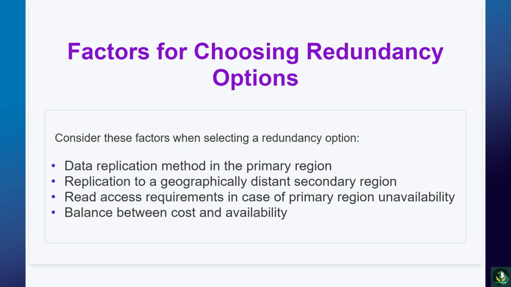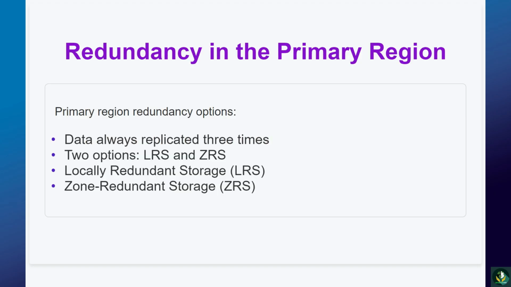Lastly, don't forget to consider the trade-off between cost and availability. Higher redundancy levels generally come with increased costs. It's essential to strike the right balance based on your specific business requirements and budget constraints. By carefully weighing these factors, you can choose a redundancy option that aligns perfectly with your organization's needs, ensuring optimal data protection and accessibility.